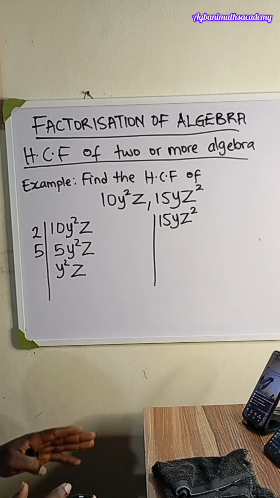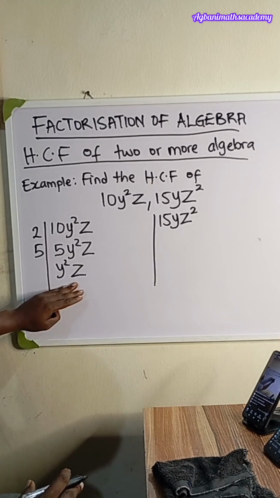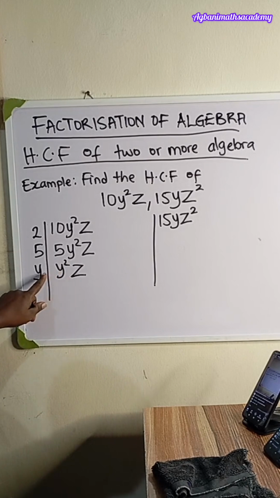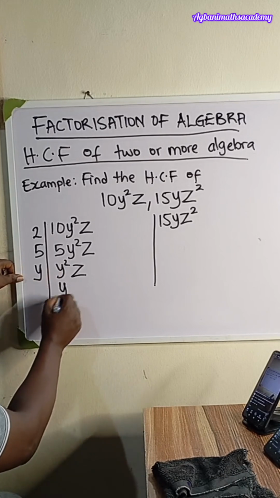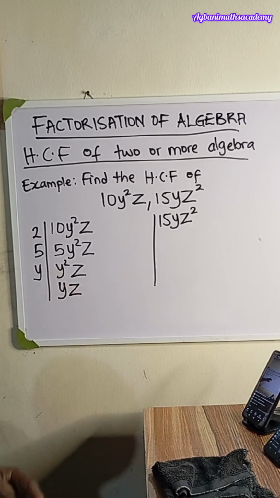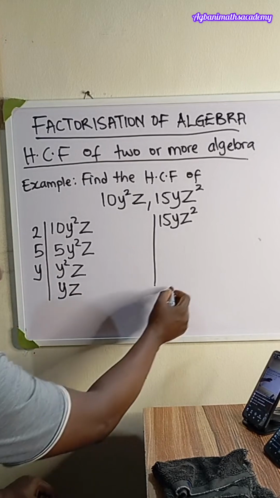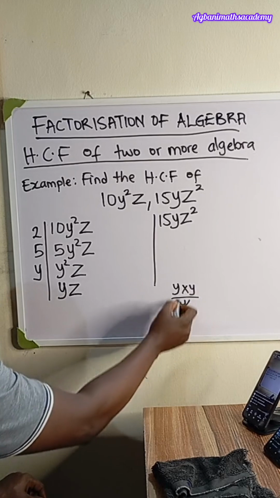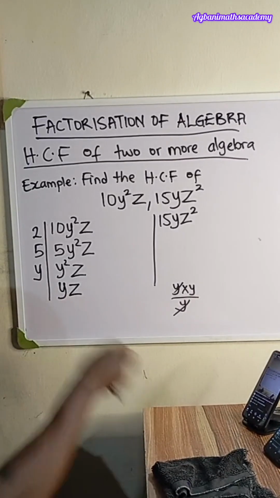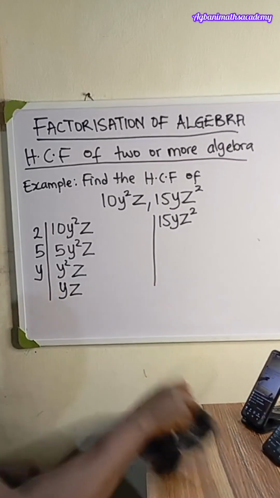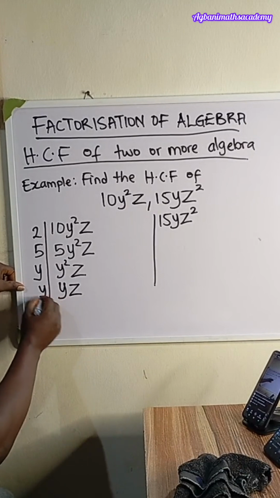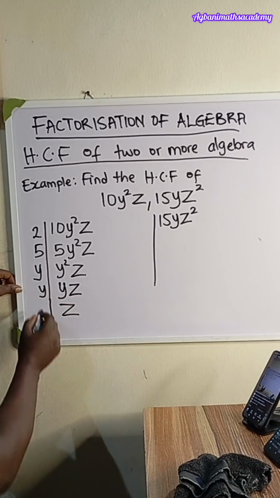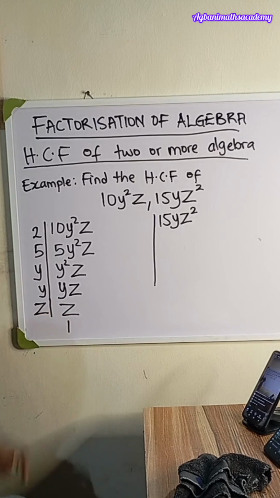Now we are done with all the numbers. We focus on the alphabet now. So we have y. When y squared z is divided by y, we are going to have yz, because y squared is the same thing as y times y. When it is divided by this y, the y will cancel y, so we will be left with 1y. Next we divide again by y, and then we are going to have z. If we divide again by z, now we are going to have 1.